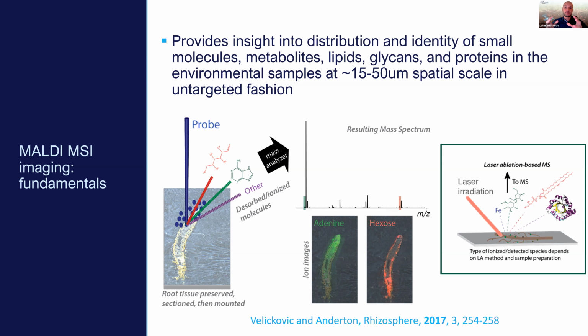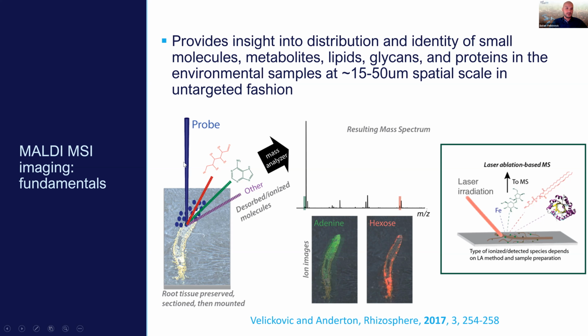That spatial resolution depends on how well we can focus our probe on the sample, how well we can focus the laser. If you look here, you can see how mass spectrometry imaging works. We use a probe that is specifically focused on small areas. We call it a pixel in the sample.